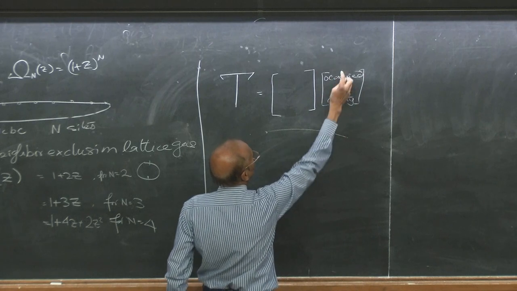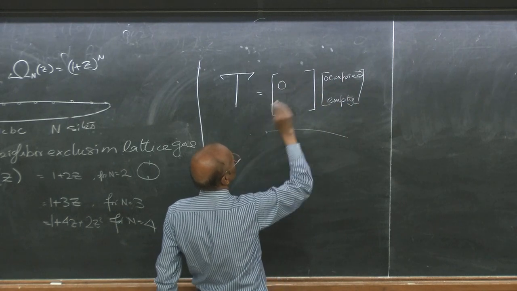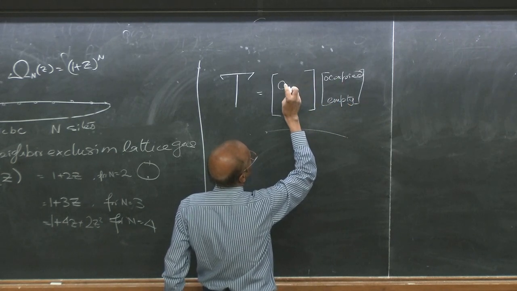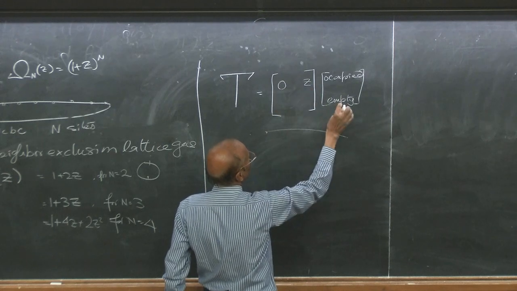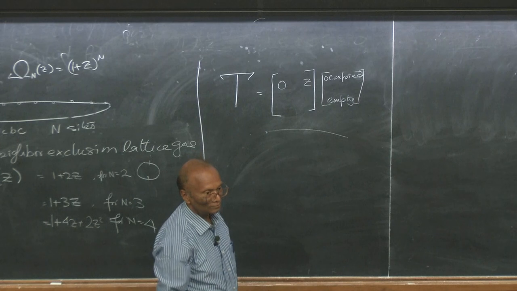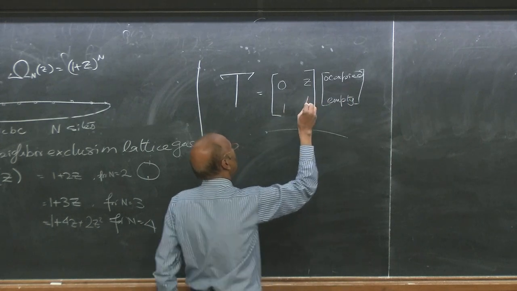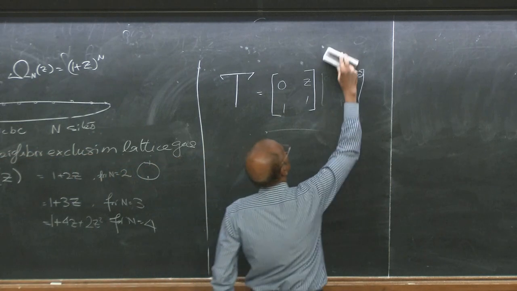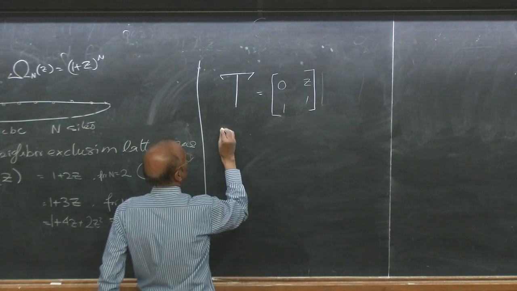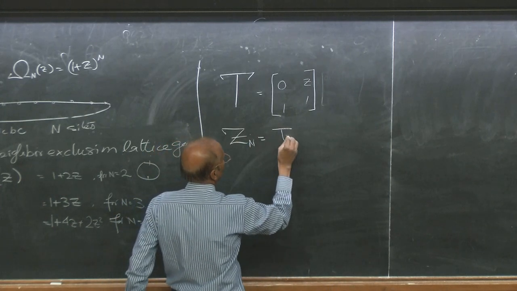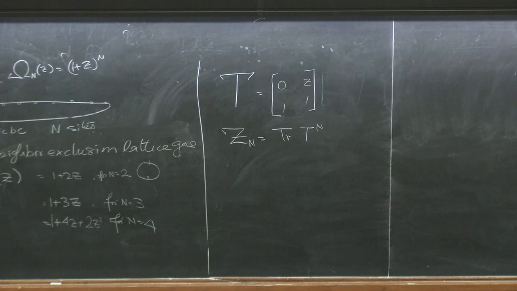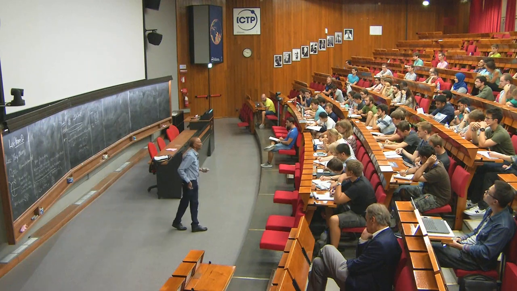Okay, this is the vector. But if it's occupied, you cannot put it there. If it is occupied, then the next one has to be empty. So if it is empty, then you can occupy it, but you put in a weight z. In either case, you can put 1. And so this T is a matrix like that. Now I erase this. And Z_n is equal to trace T to the power n. This formula is familiar to everybody. 2 by 2 matrices, no? Ising model in a field or some such thing.